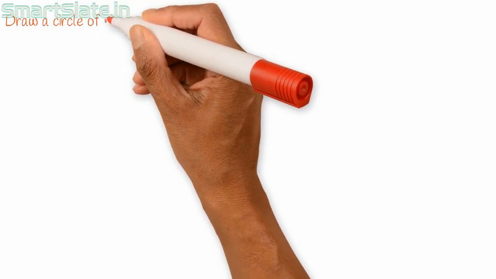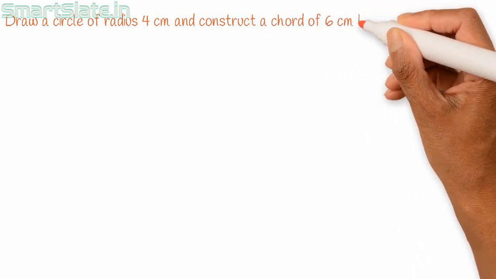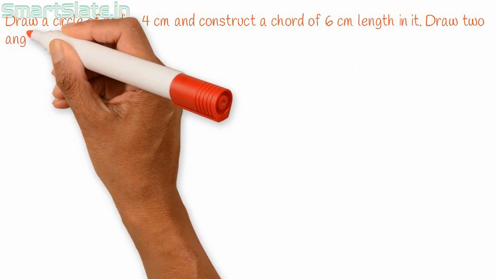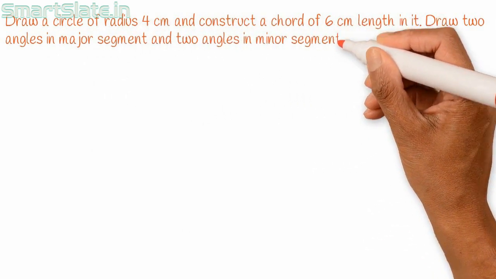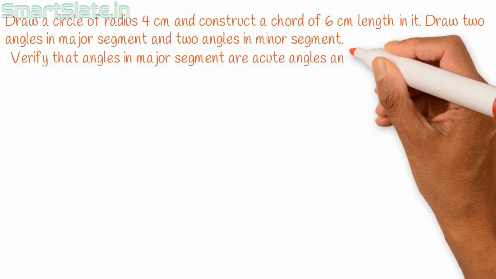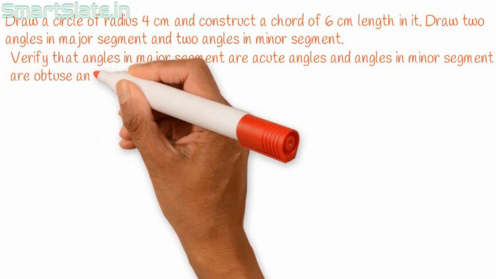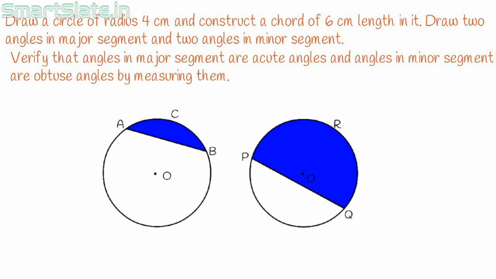Draw a circle of radius 4 cm and construct a chord of 6 cm length in it. Draw two angles in major segment and two angles in minor segment. Verify that angles in major segment are acute angles and angles in minor segment are obtuse angles. Before solving this problem, let me explain you some properties of segments. Look at these two figures. In both the figures, dark area represents the segment of circle.